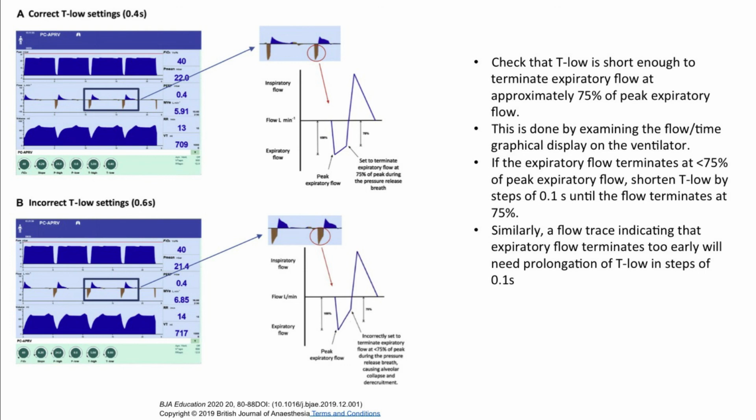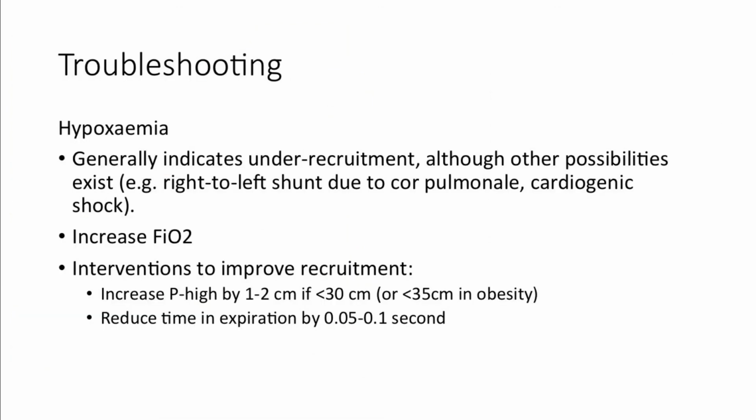So you can see it's a bit fiddly and it's a bit unfamiliar. So now we're going to go through, say someone's on APRV, and some things that might go wrong. So they might be hypoxic. So you could try to increase the FiO2, or you can try to increase the mean airway pressure. The two ways to increase the mean airway pressure are to push the P high up and to give them less time breathing out.